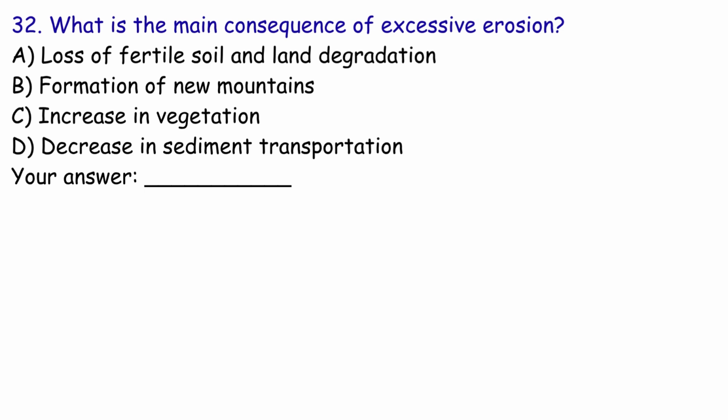32. What is the main consequence of excessive erosion? A. Loss of fertile soil and land degradation. B. Formation of new mountains. C. Increase in vegetation. D. Decrease in sediment transportation. Your answer.